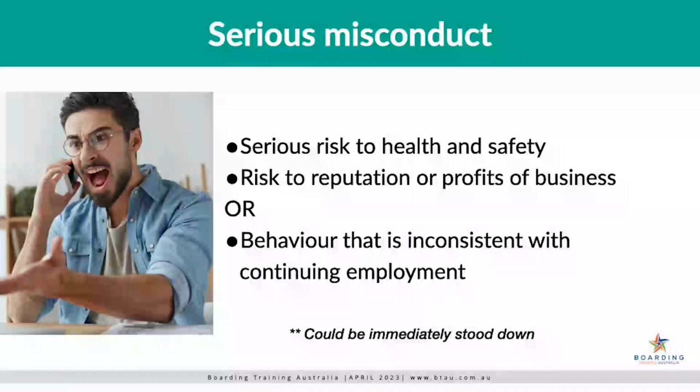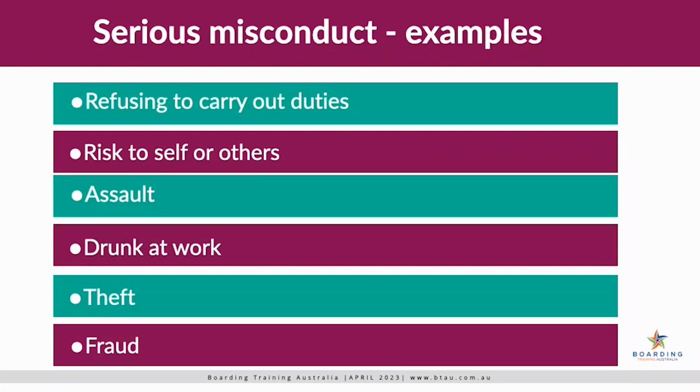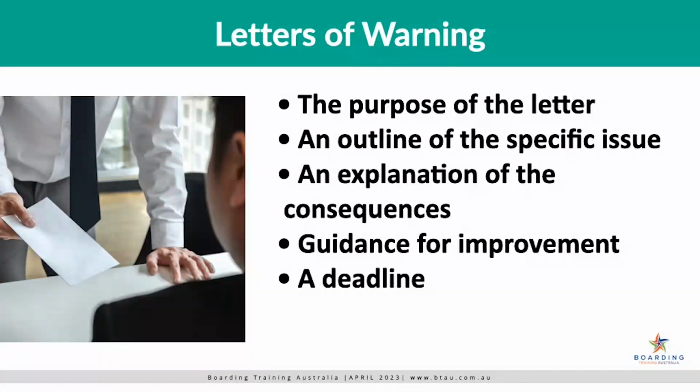And then we have serious misconduct. This is serious risk to health and safety, either of yourself or other employees, or in your case, even the students. Risk to reputation or the profits of the business, or behaviour that's inconsistent with continuing employment. For serious misconduct, a supervisor could be immediately stood down. Examples of serious misconduct are refusing to carry out duties, risk to self and others, assault, being drunk at work, theft or fraud.